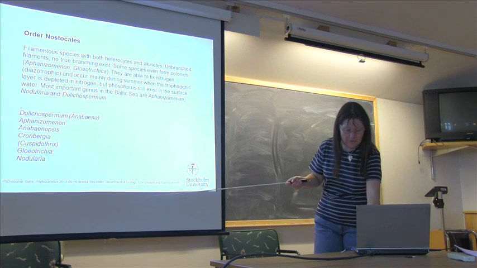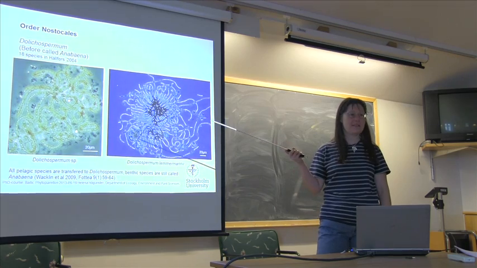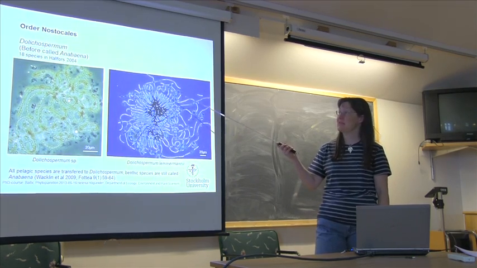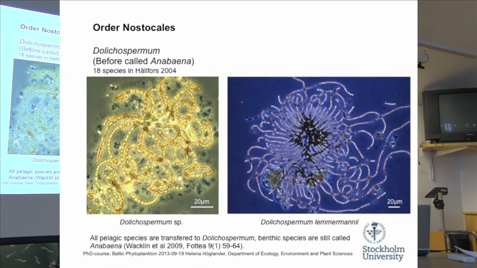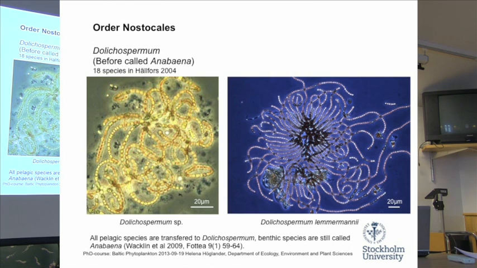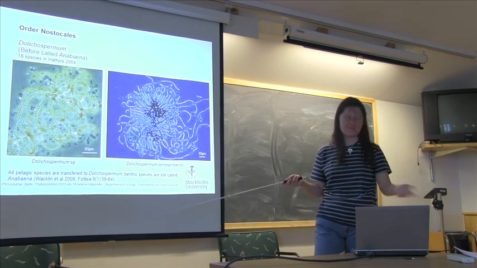And I will go through the most common groups here. Maybe you don't know this genus, but Dolichospermum was before called Anabaena. This genus has been divided into two genera now. All the benthic species are still Anabaena, but the pelagic species are now called Dolichospermum. But in our biovolume list, the list that we're using for monitoring, we still use Anabaena, but it will be changed next year.